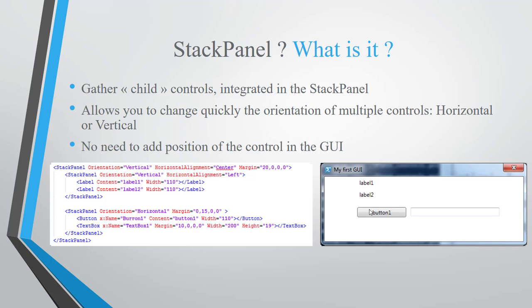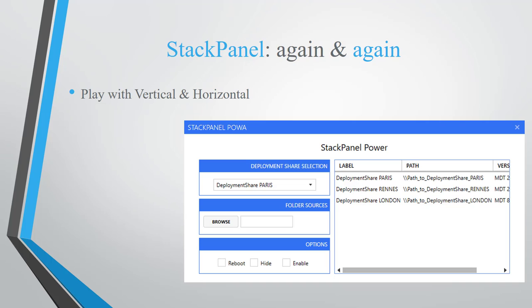That's, for me, the main part of XAML to learn. With a stack panel, you have to play with the orientation, vertical and horizontal. It's really important for me to correctly understand this. In my case, when I create a GUI, I first draw it on paper, and then I imagine how I will create it, and I will dispose my controls.